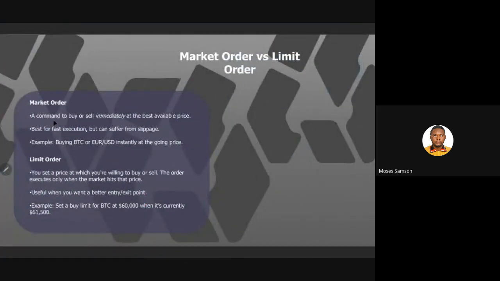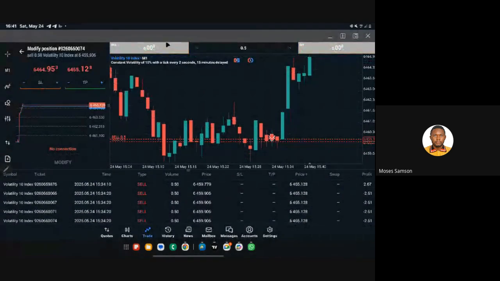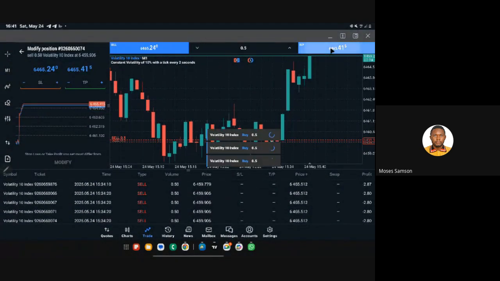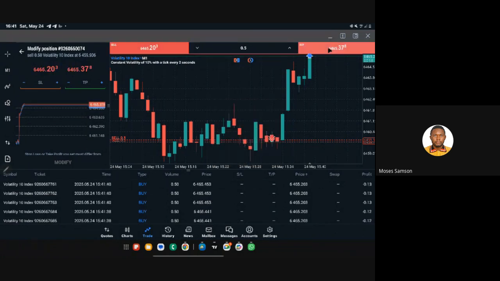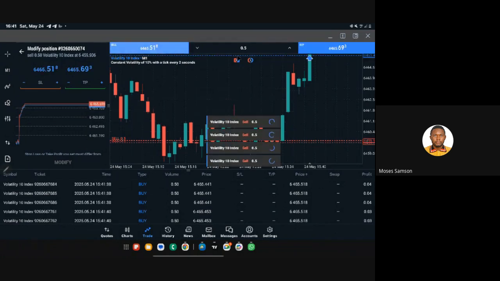A command to buy or sell immediately, that's your market order. As you could see when I tapped on buy, it immediately buys, doesn't waste time. When I tap on sell, it sells immediately.